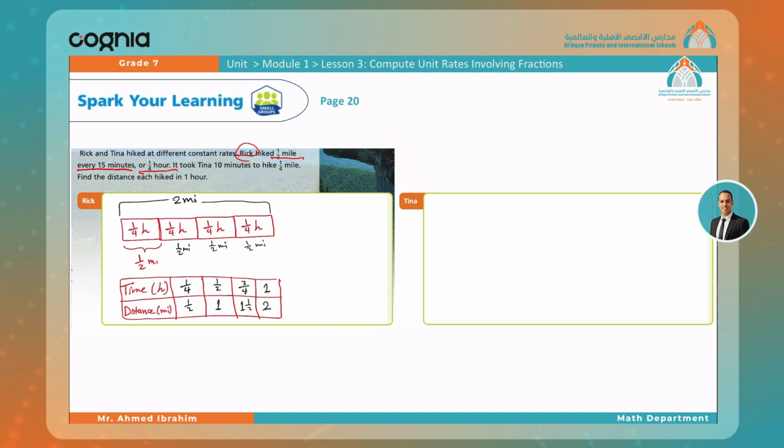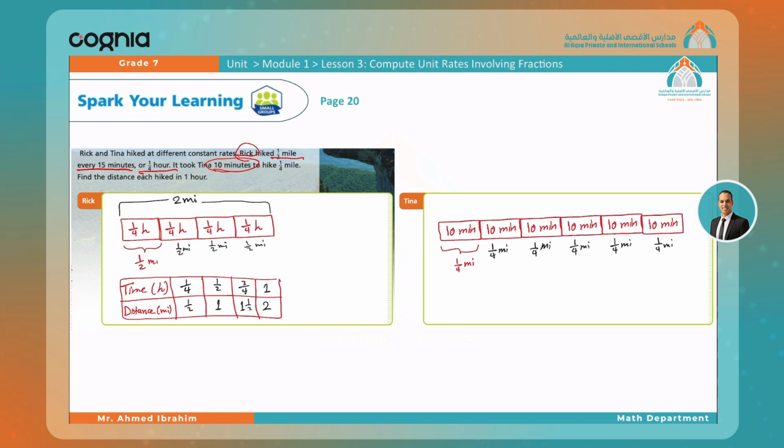Okay, let's see this situation for Tina. Tina took 10 minutes to hike a quarter mile. So a box of 10 minutes, and it is a quarter mile. We know that the hour is 60 minutes, so we need to draw 6 boxes of these. So one more box is 20 minutes, another quarter mile, then 30 minutes here, 40 minutes, 50 minutes, 60 minutes. So 6 boxes, 60 minutes. This is the full hour.